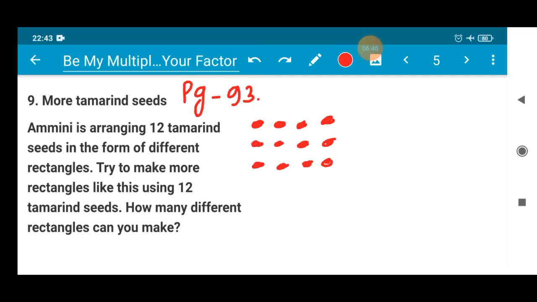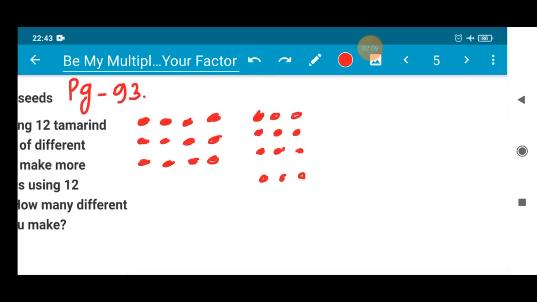The next one, let us have a look at the next one. If I choose this way 4 and this way 3, it will be 1 2 3 4 5 6 7 8 9, so 1 2 3 4 5 6 7 8 9 10 11 12. Isn't this forming a rectangle which is different from this? Right, absolutely. So we can go for another one also, like 1 2 3 4 5 6 7 8 9 10 11 12. So even this is a rectangle here, right?